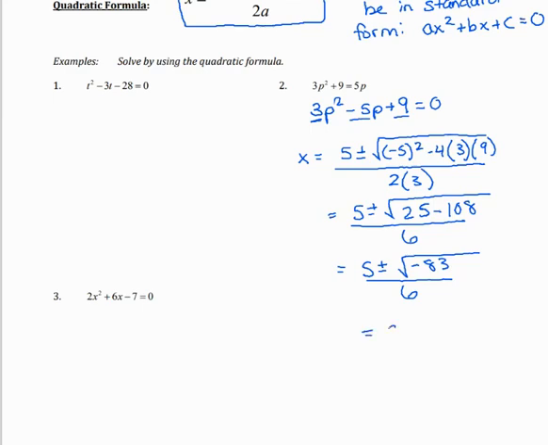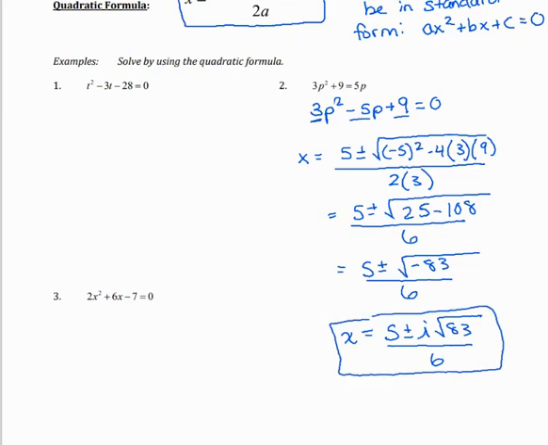So as we've learned, that means we need to take out an imaginary. So we'll take out an i, and we're left with 83 inside. Therefore, I have two solutions. x equals 5 plus i root 83 over 6, and x equals 5 minus i root 83 over 6.